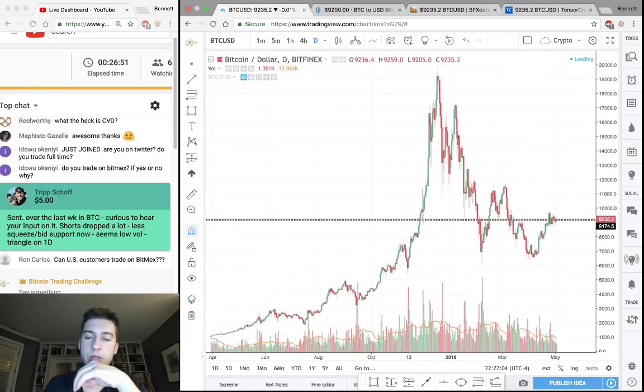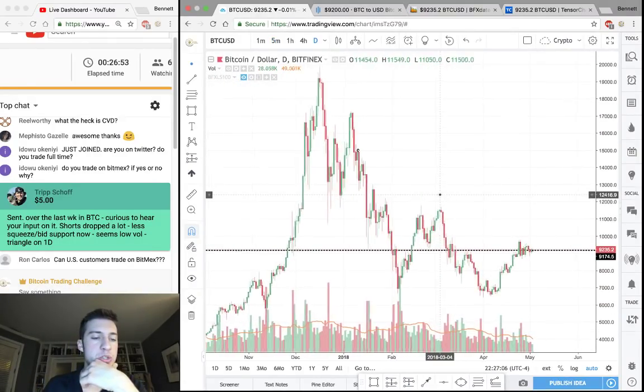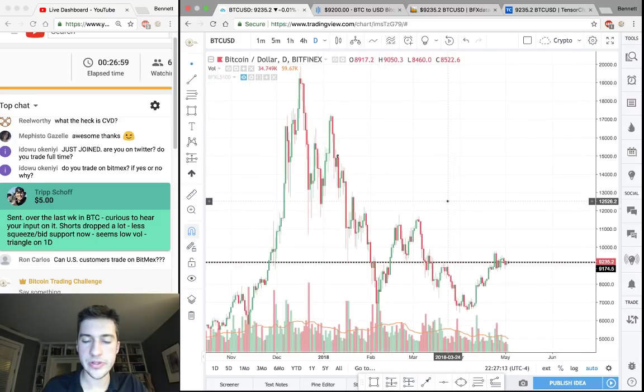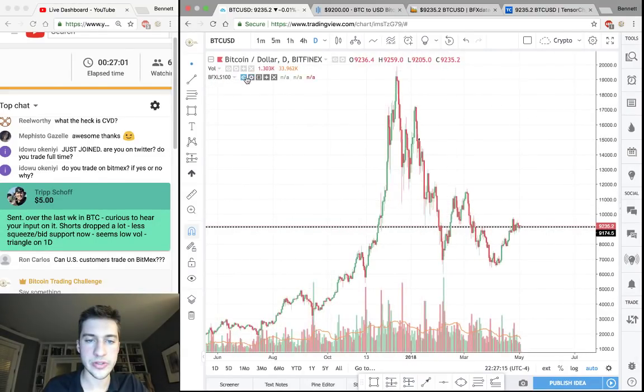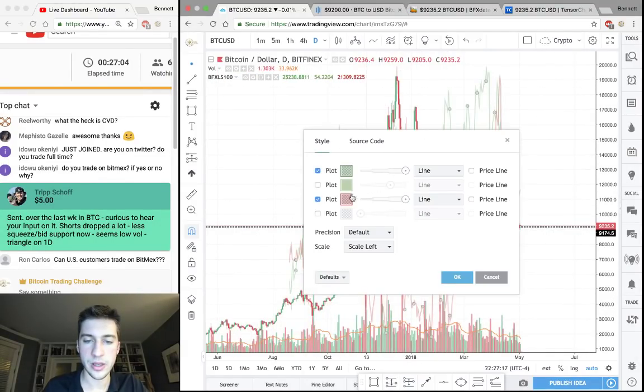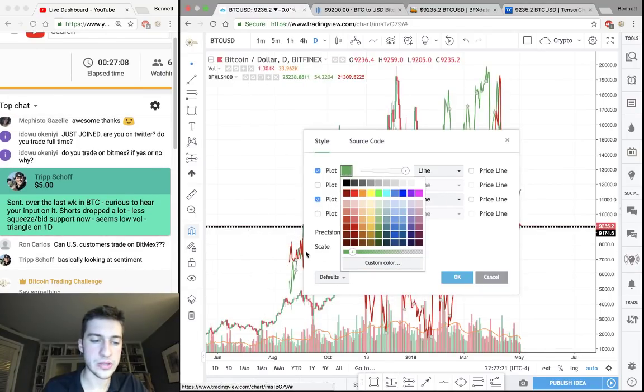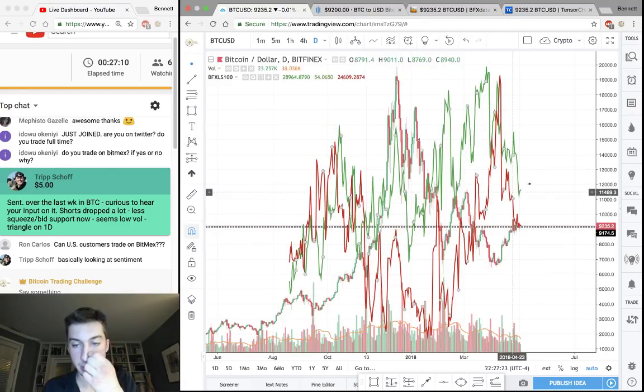All right, so looking at the 1 day, you said shorts dropped a lot. So what I actually have is long percent. Let me pull up the other one here. This is going to tell me the longs and the shorts, as you can see. Oh my God. Okay, I'm going to make this super red. It's going to be more detailed. Yeah, I'm going to look at sentiment here.